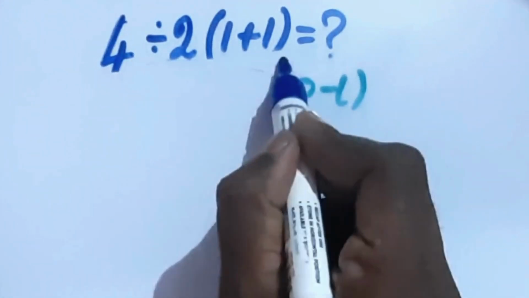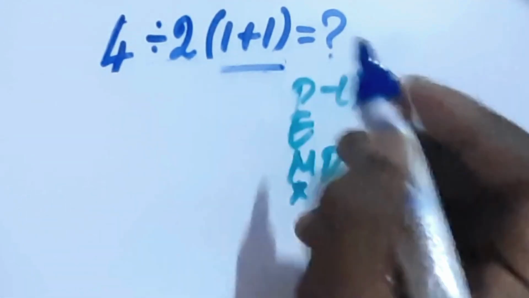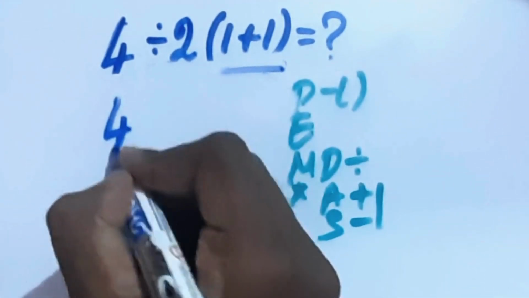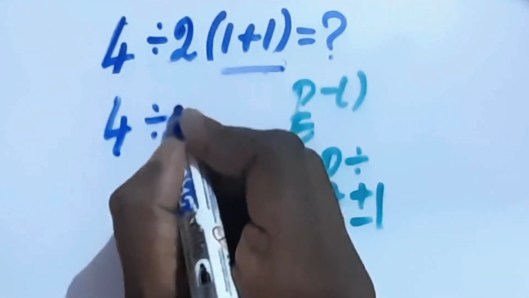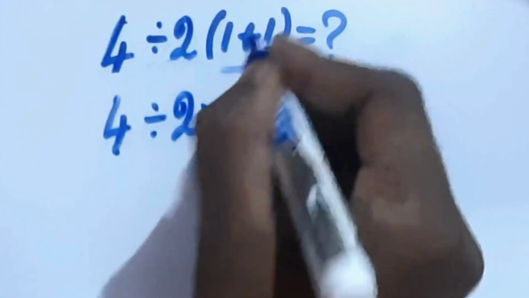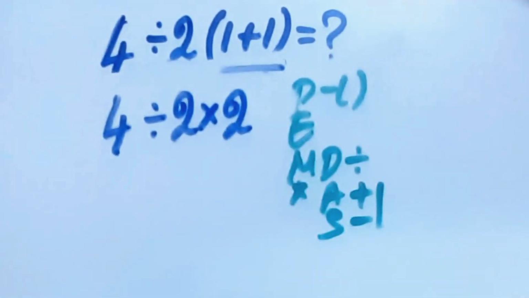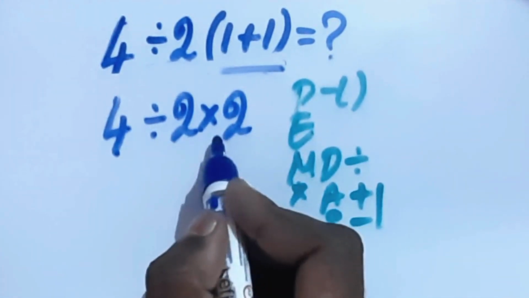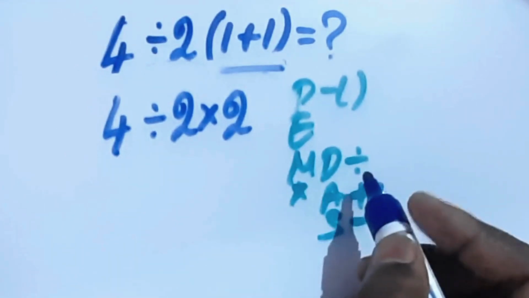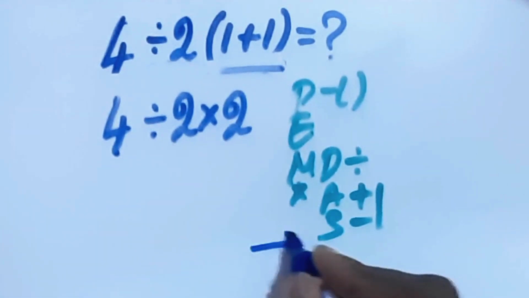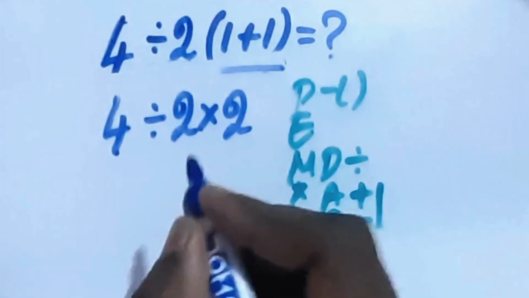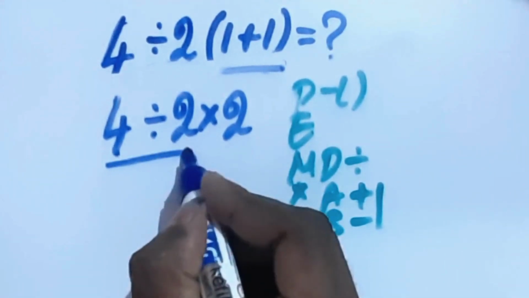Here bracket is first. So we have to do this first. So 4 divided by 2 times this is 2. Now division and multiplication both are equal priority. We have to follow this left to right rule in the problem. Left to right is this one.